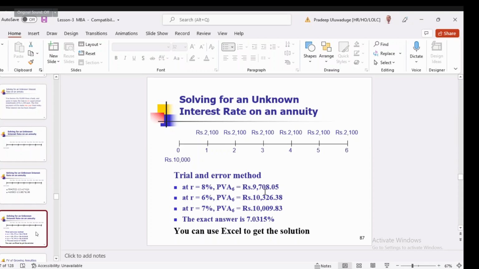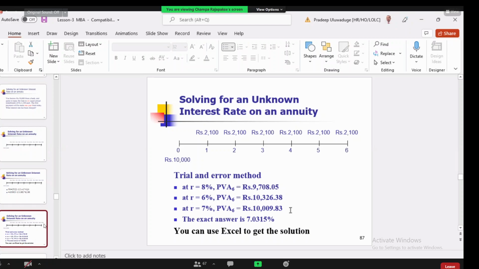So you try 7%. 7% will give you 10,009. So it has to be something in between 7 and 8. 8% will give you 9,708 and 7% will give you 10,009. So approximately it has to be something between 7% and 8%. If you use a calculator, you can get the exact amount as 7.0315%. Understand? Okay, let's move on then.